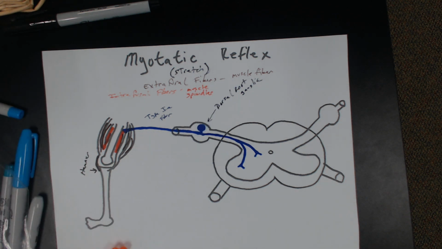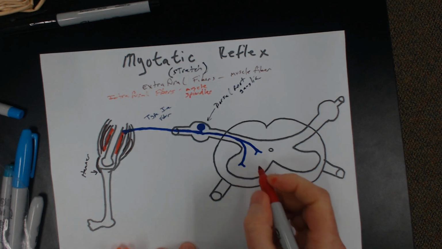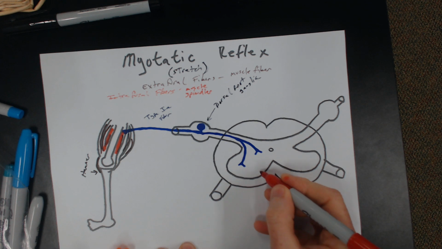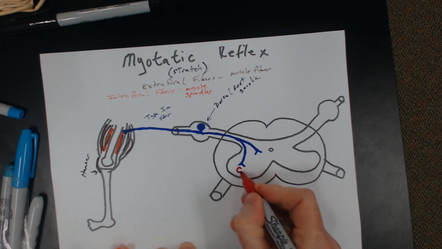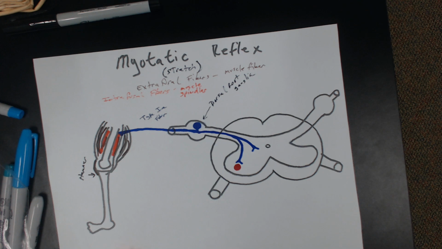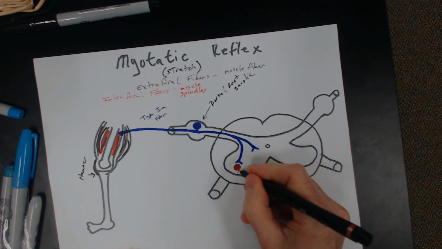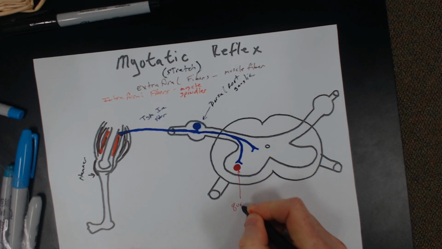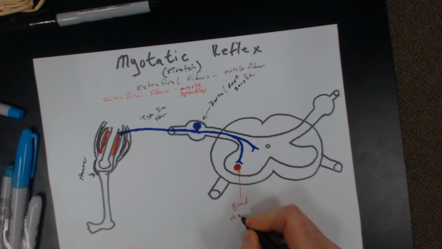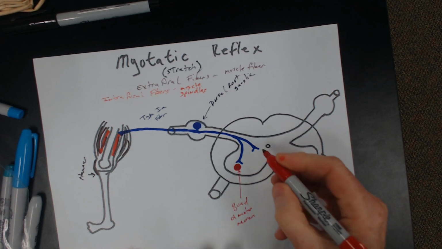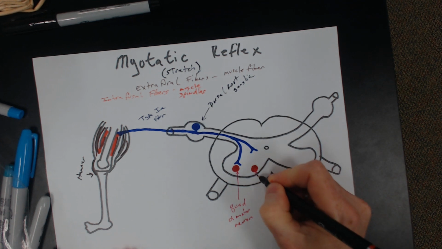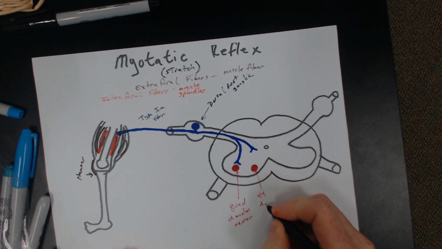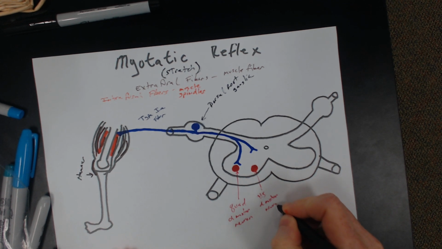Now, I'm going to draw this here. As I said, in the ventral gray horn we have alpha motor neurons, neuronal cell bodies of lower motor neurons. Let's say that this one is specific for the quads. I'm just going to put a quad alpha motor neuron. And then there's going to be another alpha motor neuron that I'm going to put over here, and that one's going to be specific for the hamstrings. This is going to be a hamstring alpha motor neuron.